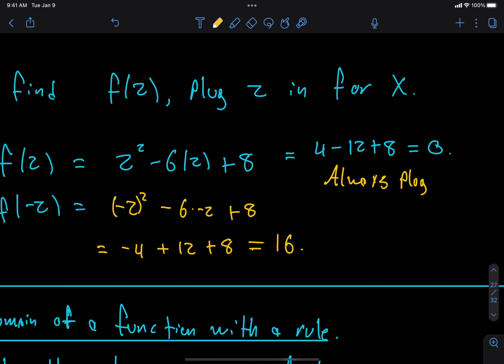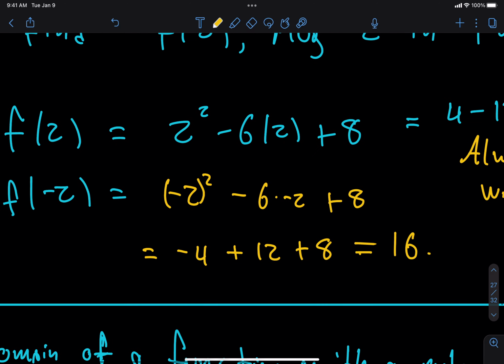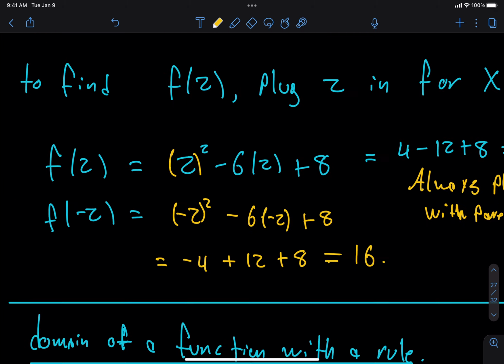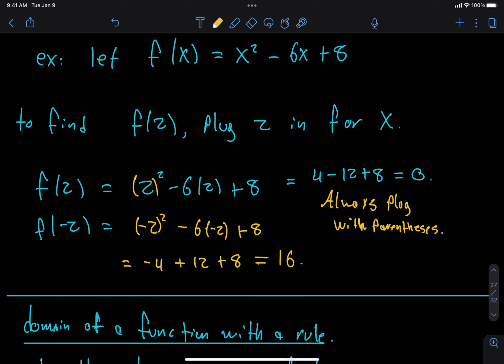plug with parentheses. So what I like to do is put parentheses in place of each x, and put a negative 2 in each one, so that it's clear how I'm going to keep track of all the negative signs. So always plug with parentheses. It's easy, PWP.